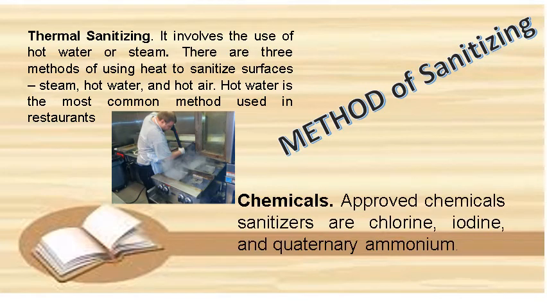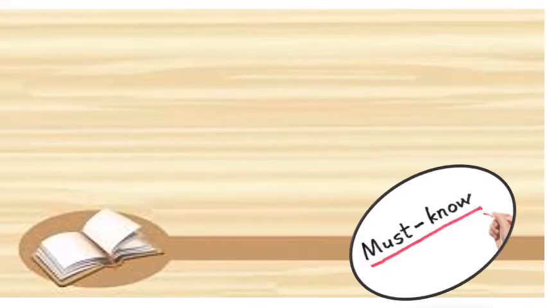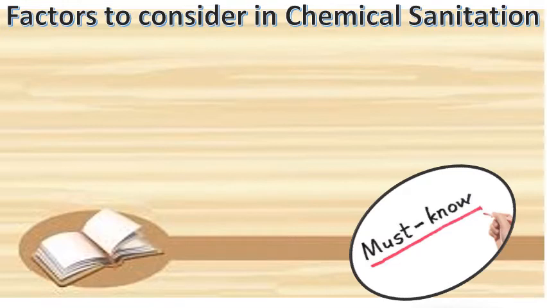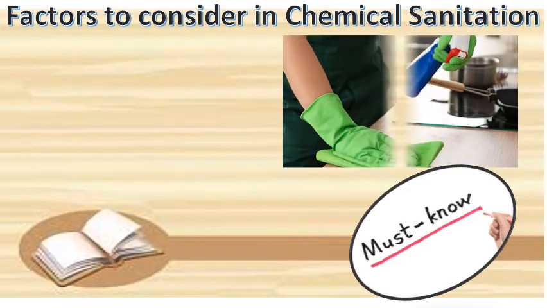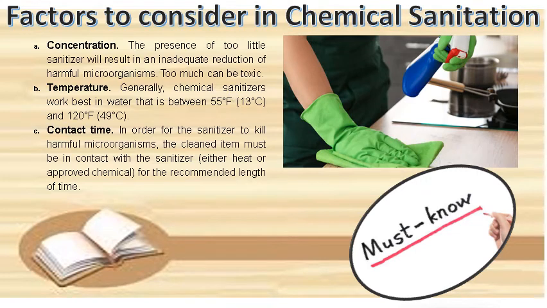So the next one is chemicals. Aside from thermal, we have chemical sanitation, or the use of chemicals, with approved chemical sanitizers such as chlorine, iodine, and quaternary ammonia. So these are examples of chemicals that can be used in sanitizing. We must know the factors to consider in chemical sanitation. The first one is concentration. Second is temperature. The third one is the contact length.